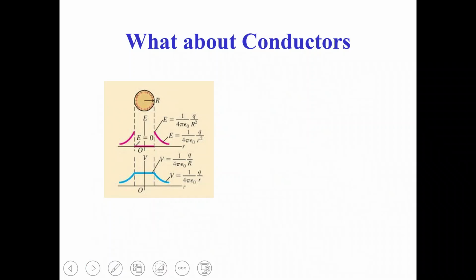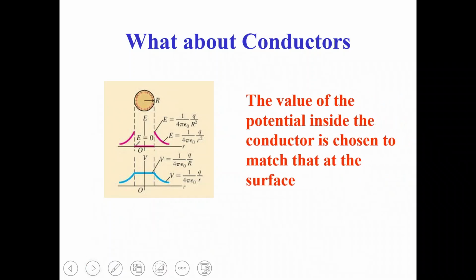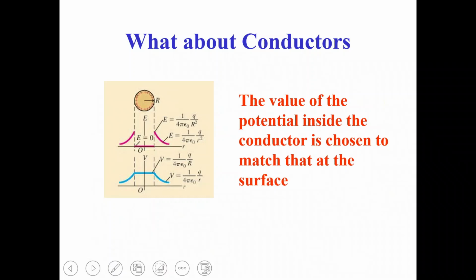So here is an example. With that constant, if I was to integrate, you are going to get a function where V is equal to negative integral of E dr. When E is 0, what you are going to get is a constant.